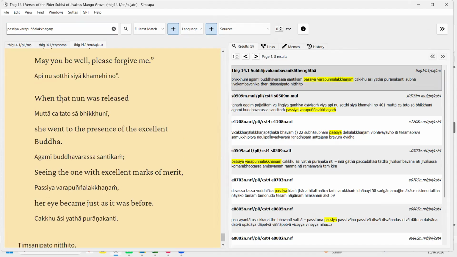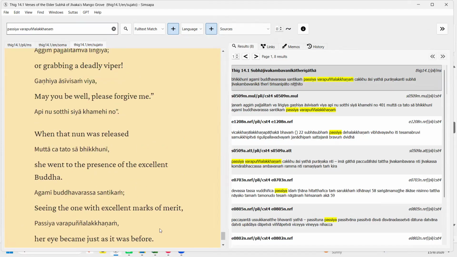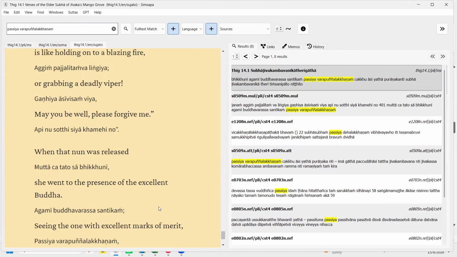Okay, when the nun was released, she went to the presence of the Buddha. Seeing the one with the excellent marks of merit, her eye became just as before. That means the eye became just as before. I think you have to read further up a bit to see what happened.